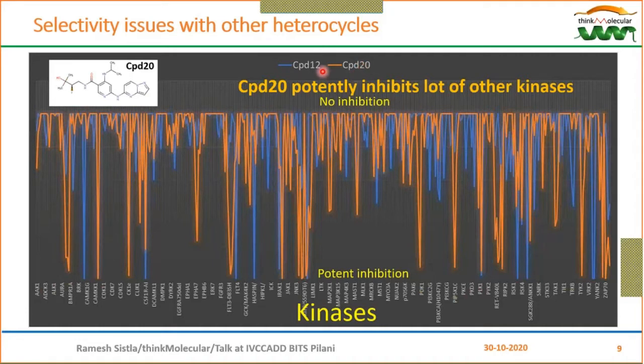And I would like to remind you, compound 12 is the same compound with a benzyl methyl in this particular case, whereas compound 20 has a pyrazolopyrimidine in that case, right? So as you can see, while the blue compound doesn't hit the bottom very often, the orange one, which is compound 20, is hitting the bottom very often, which is the same as what I said in the last slide. We were hitting about 8% of the kinome, and that was actually going down more often.